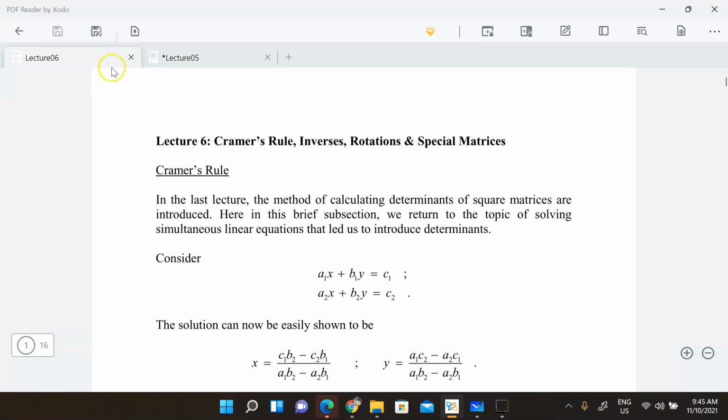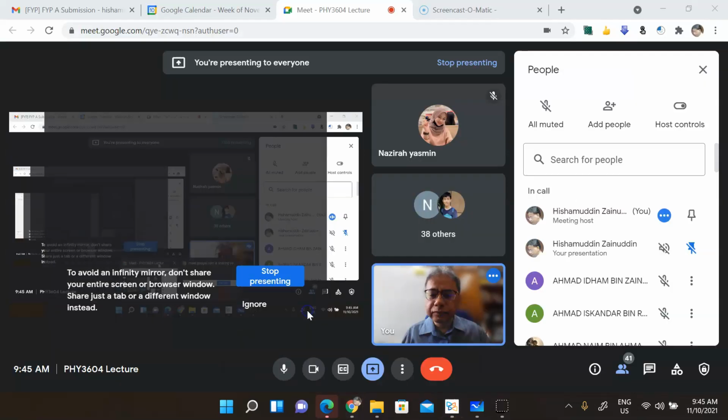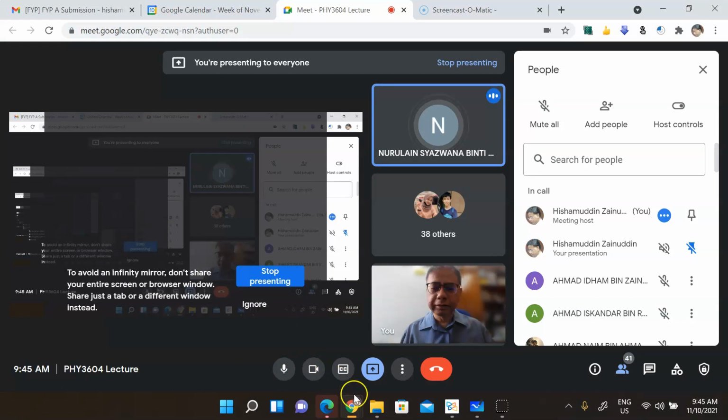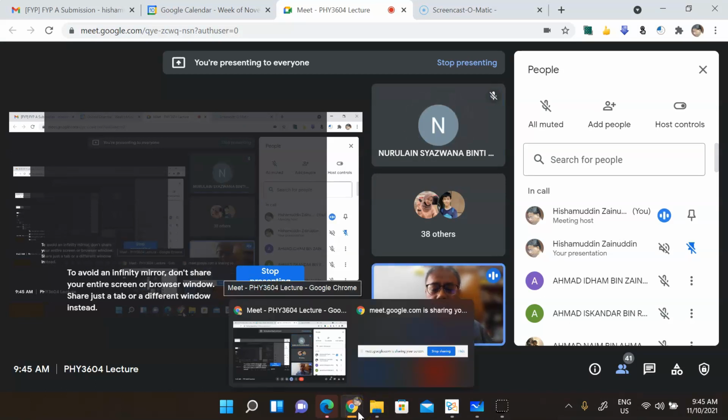So I will stop there for this lecture. Probably I will just have a glimpse of the next one. The next one we are going to talk about Cramer's rule. You probably have learned this for the case of two simultaneous equations. We're going to generalize this. Have you actually seen Cramer's rule before? Anyone? It is usually two simultaneous linear equations, right?